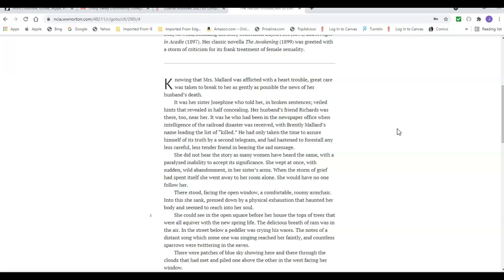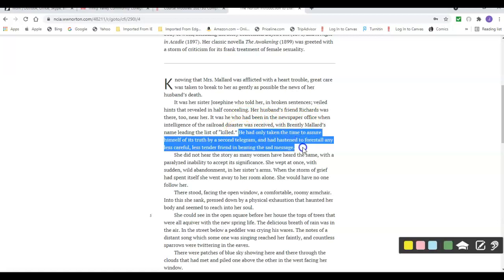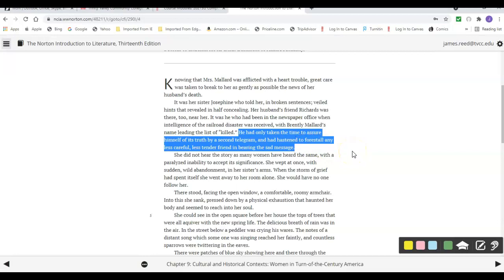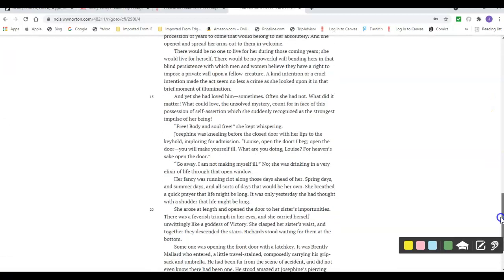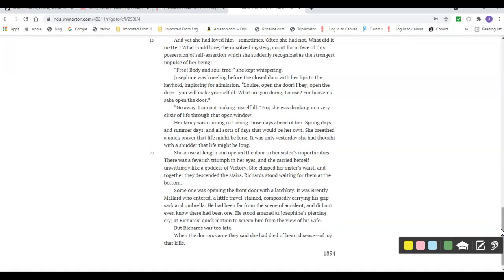The idea here is, if you go back and look at how she phrases it, we see that it says Richards was there too, near her, the one who had been in the newspaper office. And then you look at this phrasing here. He had only taken the time. He had hastened to forestall any less careful, less tender friend. Think about how this phrase, had only taken the time, had hastened. That seems to give an idea of an individual who was in a rush, who really had not done everything he could have to determine the truth.